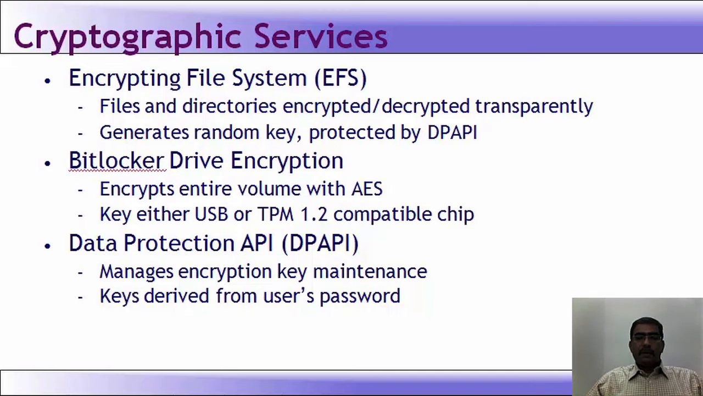EFS allows files and directories to be encrypted and decrypted transparently for authorized users. At a very high level, EFS works by generating a random encryption key and storing that key encrypted using the user's encryption key. This key is protected by the data protection API in Windows, and the key used by DPAPI is derived from the user's password. So these were the changes on the cryptographic side which were incorporated into Windows.